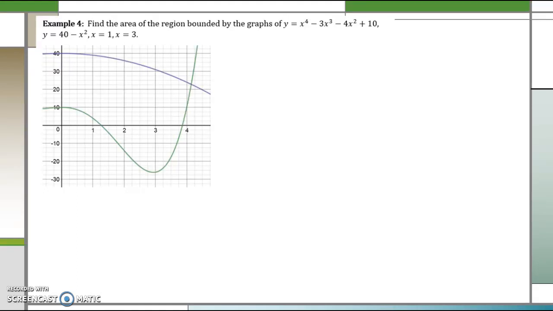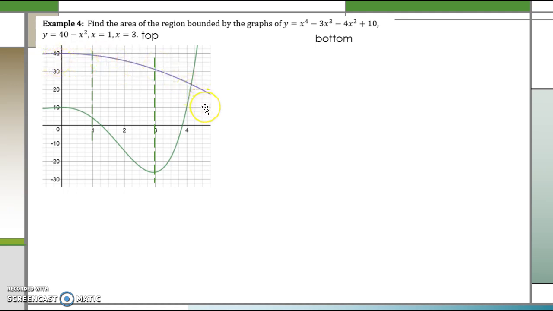Let's try another example. Let's find the area of the region bounded by the graphs of y equals x to the fourth minus 3x cubed minus 4x squared plus 10, y equals 40 minus x squared, x equals 1, and x equals 3. So here are my x equals 1 and x equals 3 boundaries. So my graph is going to be bounded in this weird looking shape here.